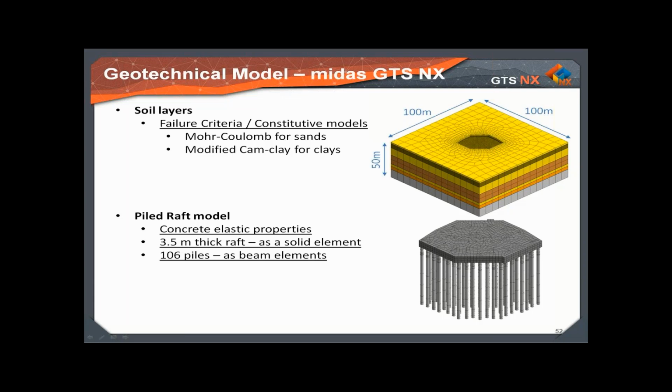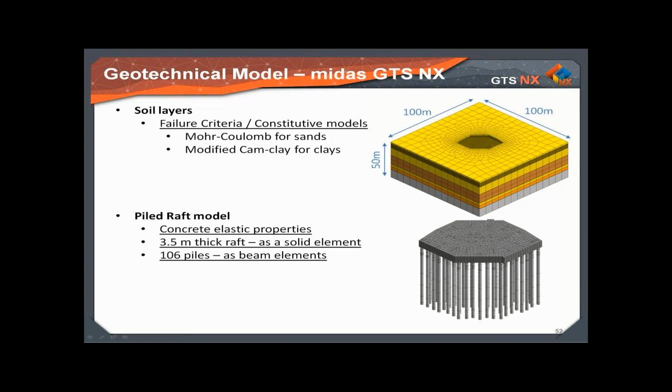About the pile raft, we have a 3.5 meter thick raft meshed as a solid element. The material is concrete, considered fully elastic. Along with the raft, we have 106 piles, which were meshed as line-to-solid interface.